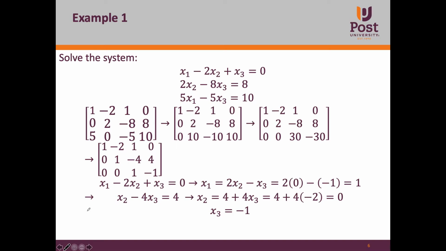So for an example of solving a linear system, let's take this 3 by 3 linear system here. x sub 1 minus 2x sub 2 plus x sub 3 is equal to 0. 2x sub 2 minus 8x sub 3 is equal to 8. And 5x sub 1 minus 5x sub 3 is equal to 10. Written as a matrix, this 3 by 3 system looks like this: 1, negative 2, 1, 0; 0, 2, negative 8, 8; 5, 0, negative 5, and 10.